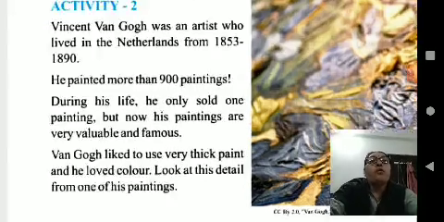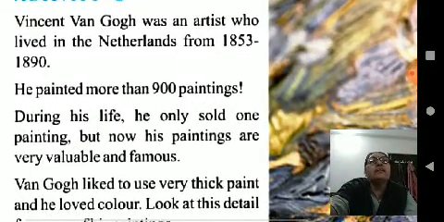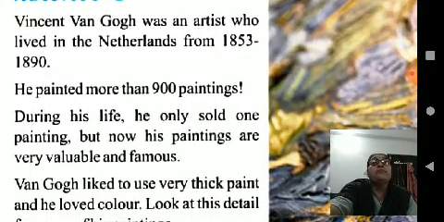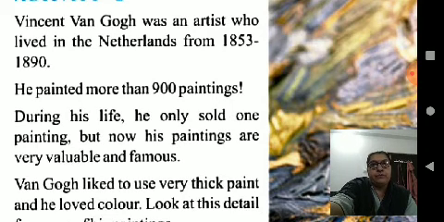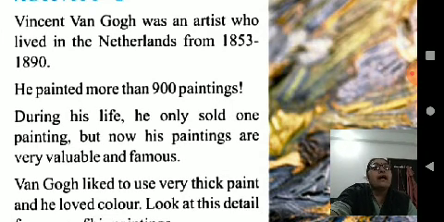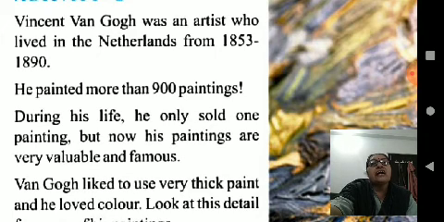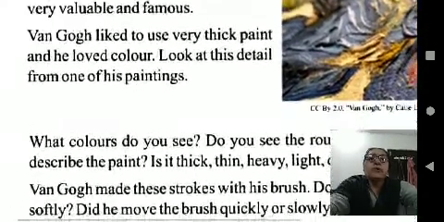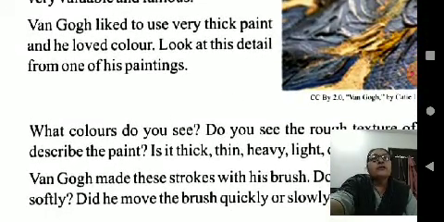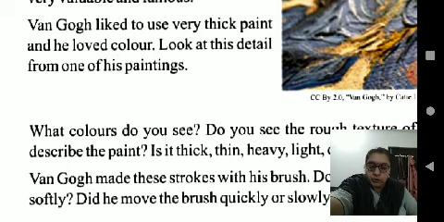Vincent van Gogh was an artist who lived in the Netherlands from 1853 to 1890. He painted more than 900 paintings. During his life, he only sold one painting, but now his paintings are very valuable and famous. Do you know valuable means important? Van Gogh liked to use very thick paint and he loved color. Look at this detail from one of his paintings. What color do you see?